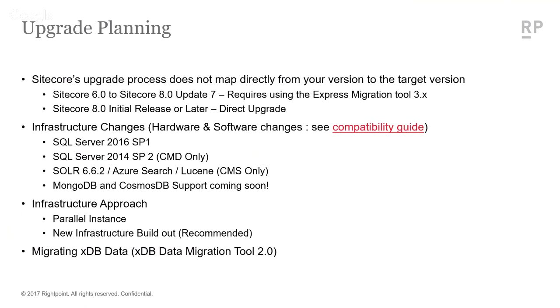For the infrastructure, there are a couple of ways that we typically do an upgrade. One is the parallel instance, where you're keeping the same infrastructure, but you're setting up a new IIS website on the same machine. So you have two instances of Sitecore running on the same machine, one with the older version and one with the newer version. However, with the infrastructure changes and the requirements here, it really does make sense to build out brand new infrastructure when you're doing the deployment. And then, of course, if you're going to be migrating the xDB data, you're also going to need a separate process where you're running the data migration tool.